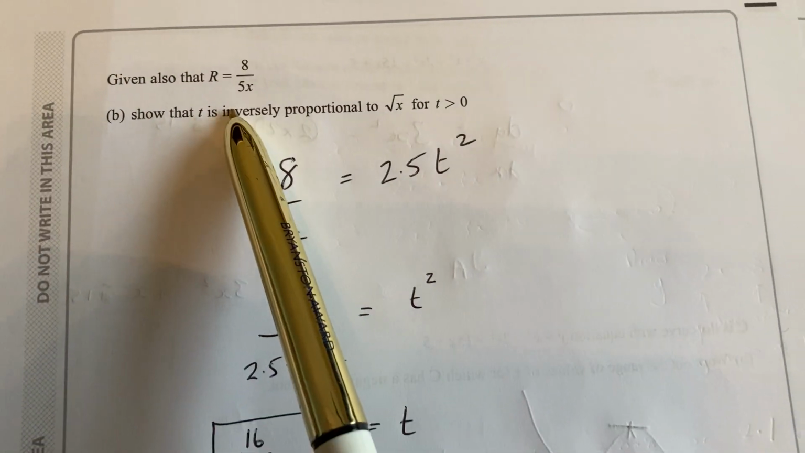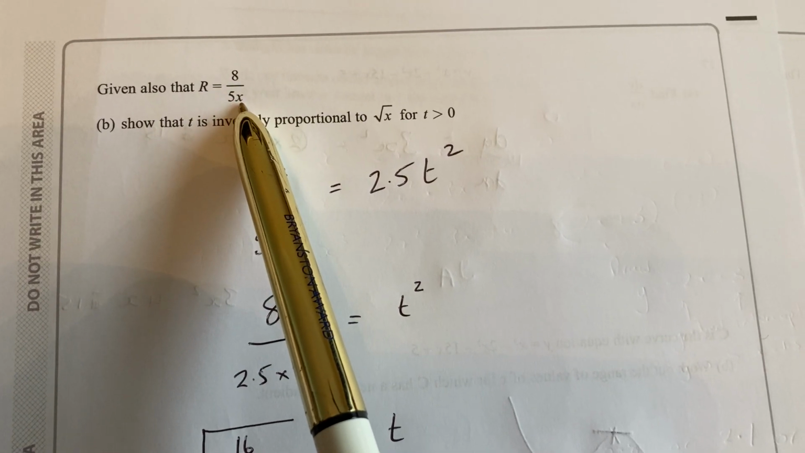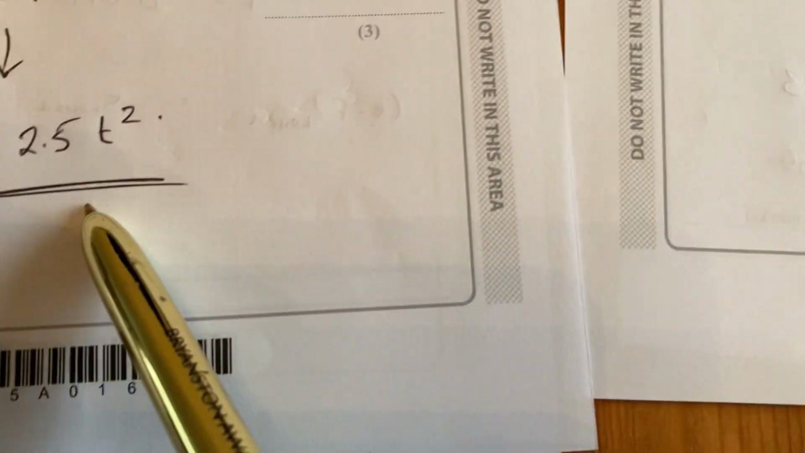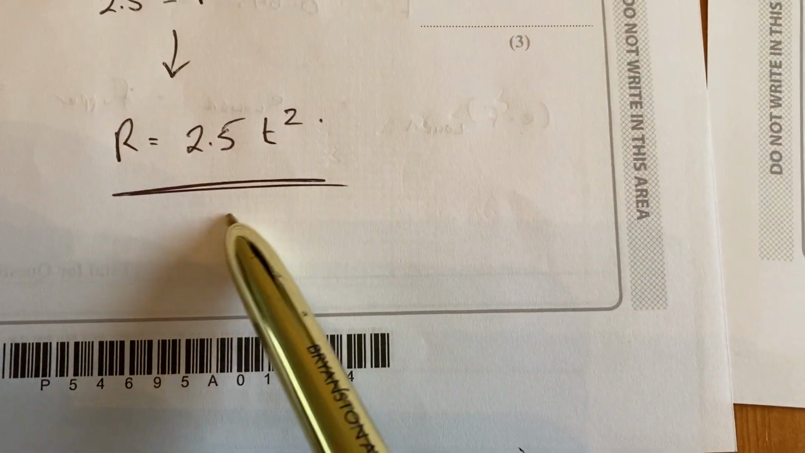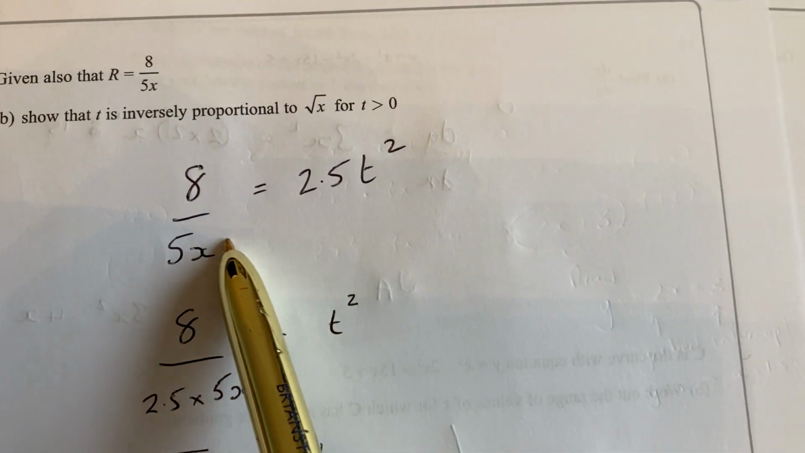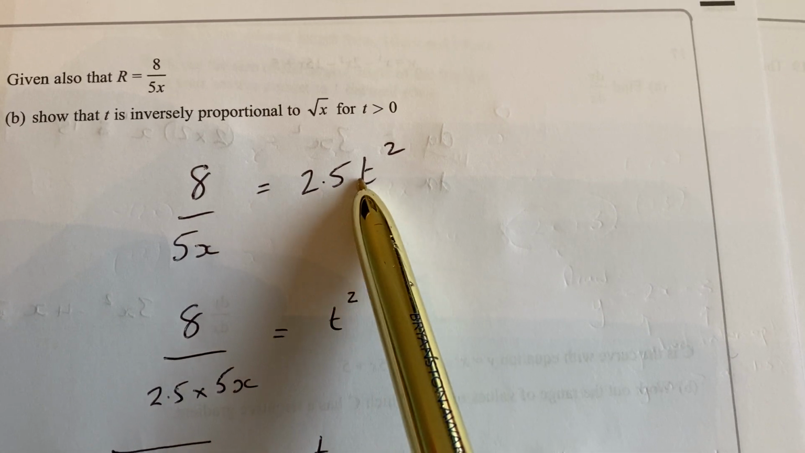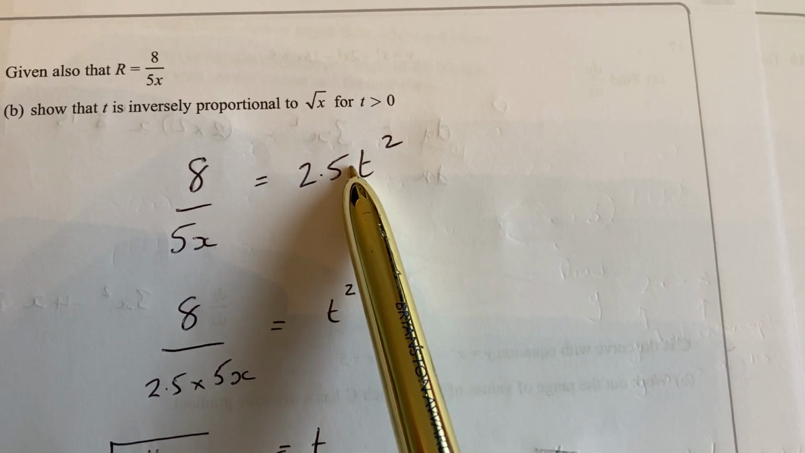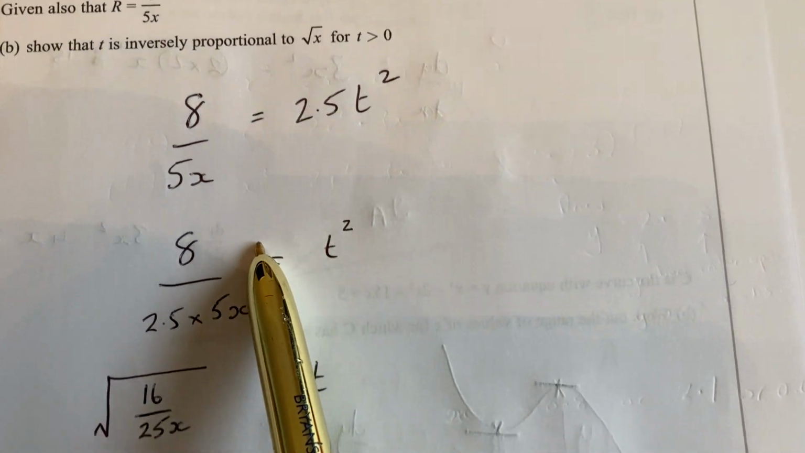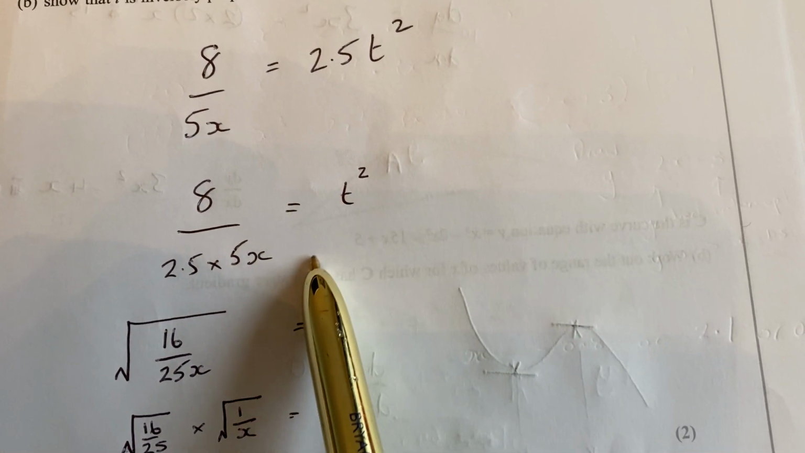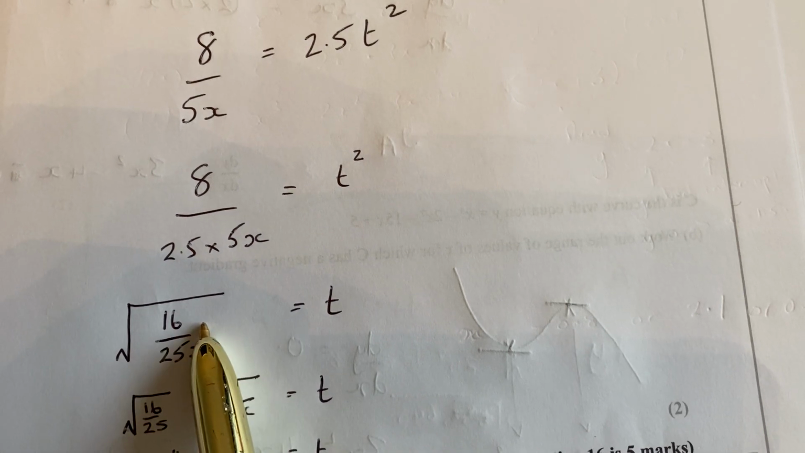In part B of the question, we're told that r equals 8 over 5x. So I've got an equation here that says r equals something, and I've got an equation here that says r equals something. So what I do is I put the two of them together, and so that means that 8 over 5x must be equal to 2.5 t squared. I do a bit of rearranging. I take the 2.5 underneath and divide by it. I get rid of the squaring by square rooting both sides.